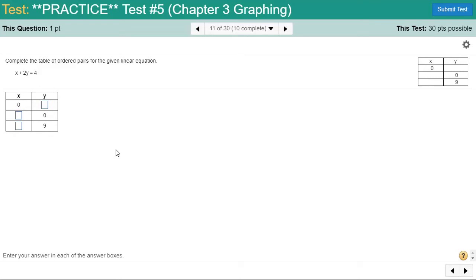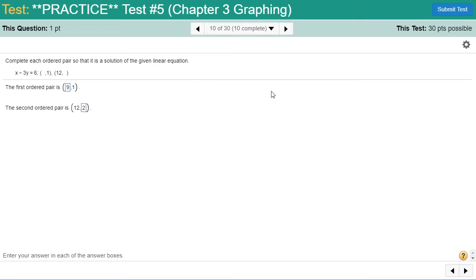So here we are with question number 11, and we've been asked to complete the table of ordered pairs for the given linear equation, and we have x plus 2y equals 4, and then an xy table of values. Now question 11 is very similar to question number 10 that we just completed, only if we look back at question number 10, notice we were given an equation, a linear equation, just like we are with question 11, and in question 10 we were given an ordered pair to complete. So we were given an x comma y.